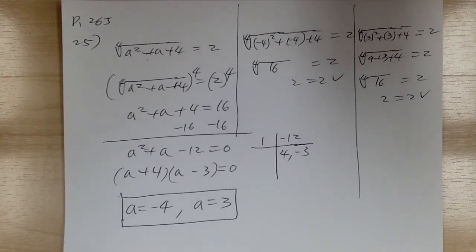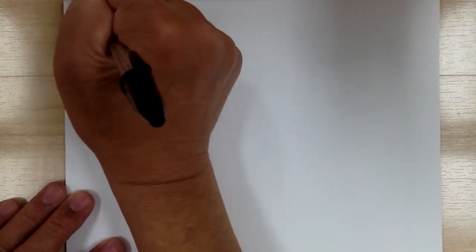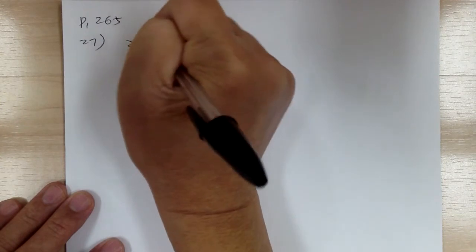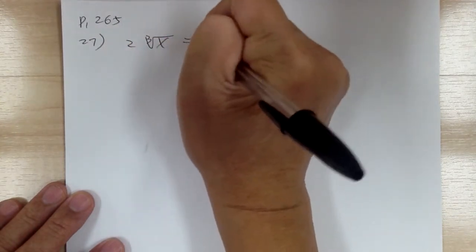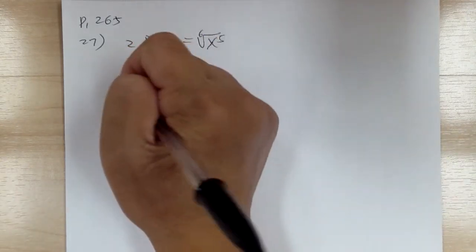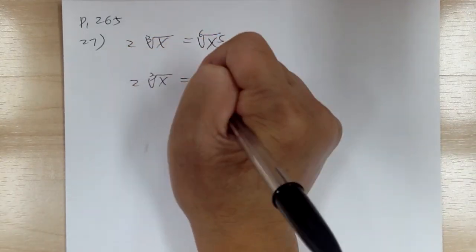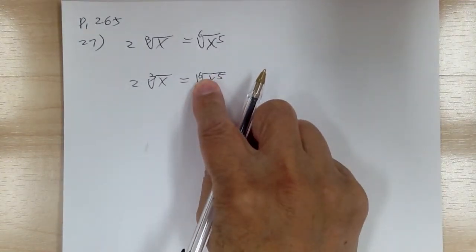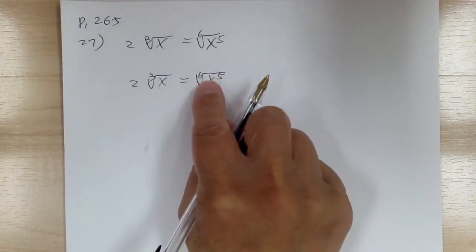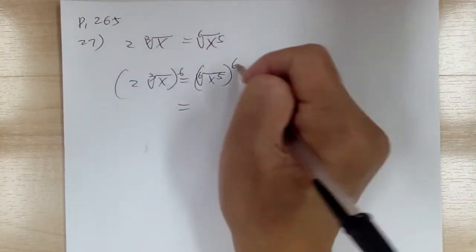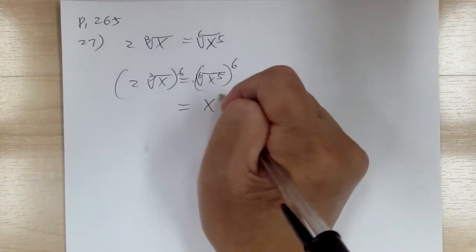Okay, let's go to number 27. You have 2 cube root of x equal to 6th root of x to the 5. Okay, so you can copy the problem again. So now this is a 6th root, this is the 3rd root. So what you need to do, you have to raise everything to the 6th power. Okay, so that this will cancel out, so you get x to the 5.